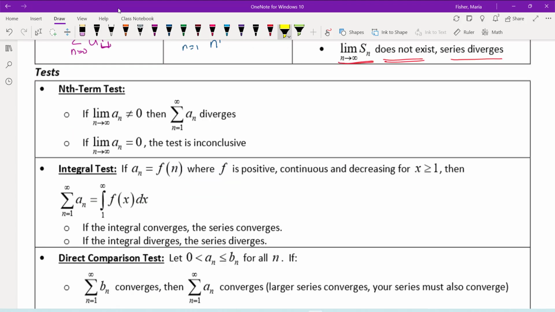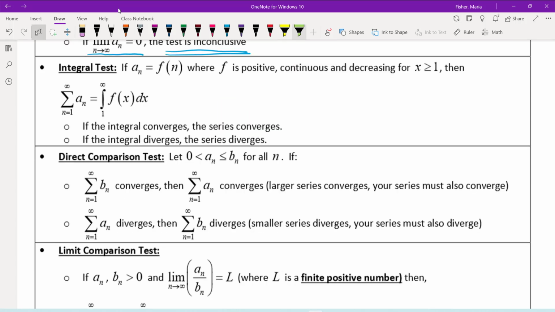Then we looked at the following tests. We had the nth term test, which said if you take the limit as n goes to infinity of a sub n, and you end up with a number that's not 0, then your series diverges. But if you take the limit as n goes to infinity of a sub n and you do get 0, then your test is inconclusive and you need to find a new test to determine if your series converges or diverges. So the nth term test can only tell you if a series diverges. It'll never tell you if a series converges.